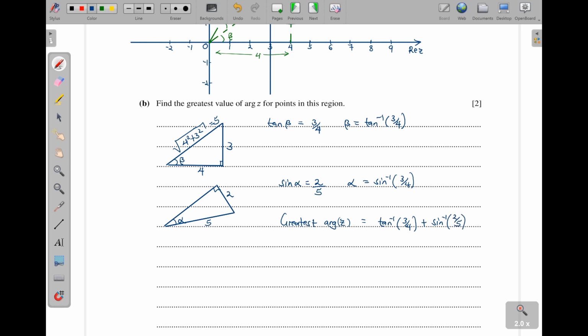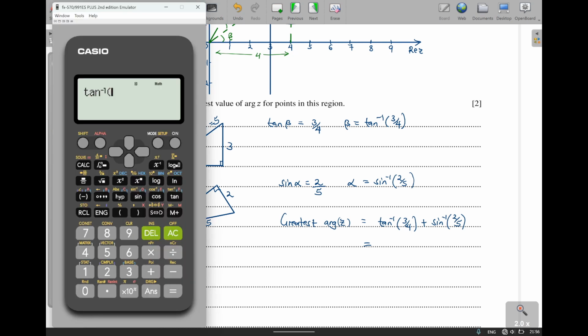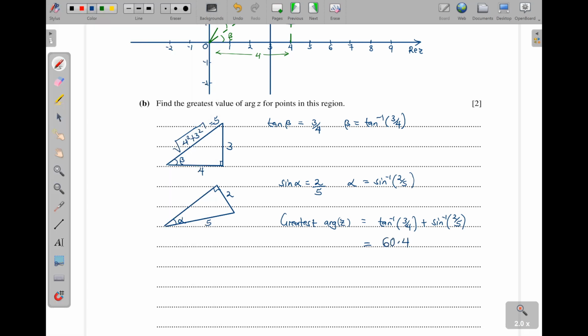Pardon me here, I don't know how I came to write this one here. This is arcsine of 2/5. So then what do we get here when we press everything in the calculator? Shift tan, and then we shall have 3/4, then plus the arcsine of 2/5. This one gives us 60.4 degrees, that is to 1 decimal place. That is if you put your answer in degrees.